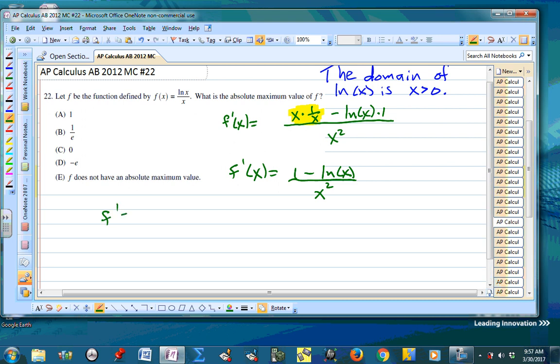Critical numbers are found when f prime is 0 or when f prime is undefined. Okay, let's start with finding what makes f prime undefined. When the denominator of a fraction is 0, the fraction is undefined. So x equals 0 makes this derivative function undefined. However, x equals 0 is not in the domain of our natural log function, which is part of f. So x equals 0 is not going to be considered a critical number.